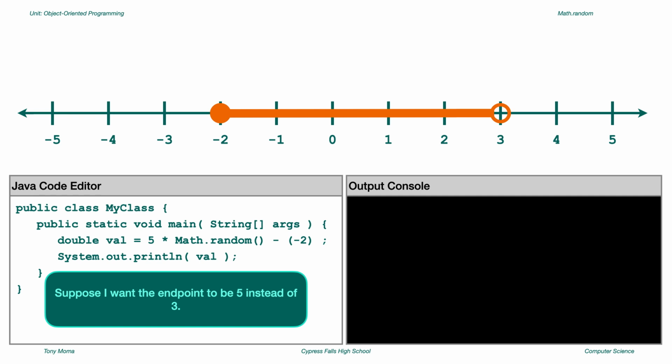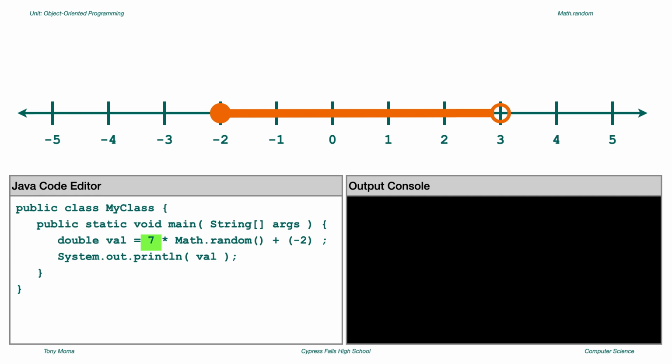However, since my endpoint is changing, the width is now changing. What's going to be the new width? Well, what's the endpoint minus the starting point? 5 minus negative 2. What's 5 minus negative 2? Positive 7. So 7 is our new width. So I changed the number in front of Math.random to 7, and thus my range now extends to end at positive 5, while still beginning at negative 2.